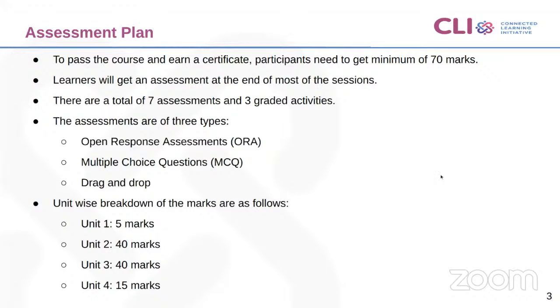So the minimum marks to pass the course is 70 out of 100. You have to have a minimum of 70 to get the certificate. There are 10 sessions in the 4 units combined, and most of them have an assessment at the end. You have to attempt all the assessments. So there are a total of 7 assessments.